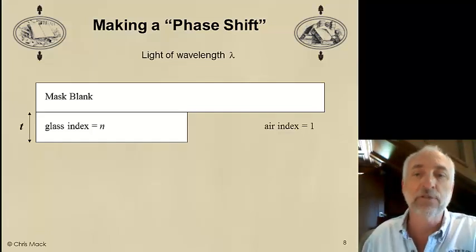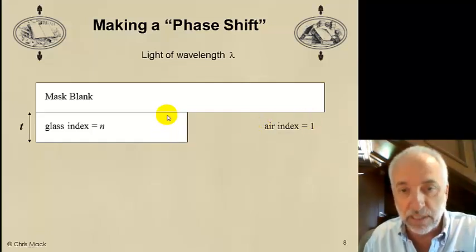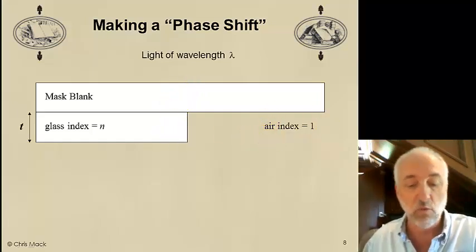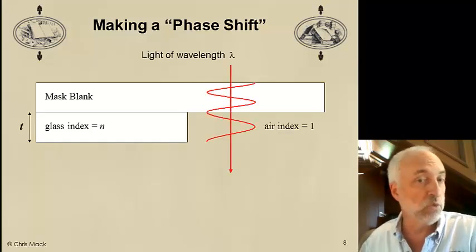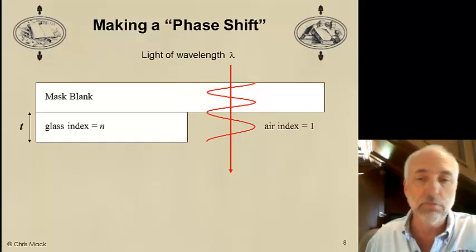Now, as a reference, the air in the region where I'm not putting an extra piece of glass on top of my glass blank will have a refractive index of 1. Now, let's shine some light through the region where I didn't put my extra thickness of glass.